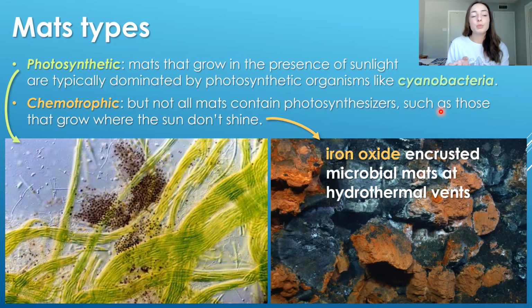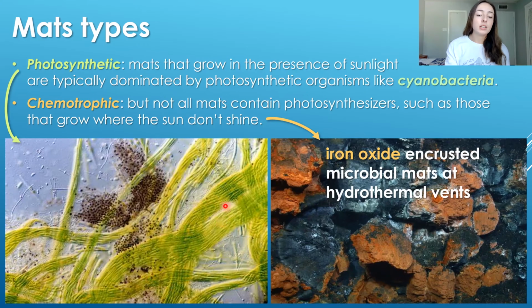So the two major types we'll talk about today are photosynthetic mats versus chemotrophic mats. Photosynthetic mats are probably the most often mat type you've heard of, which include things like cyanobacterial mats, and basically they grow in the presence of sunlight and they're typically dominated by photosynthetic organisms like cyanobacteria.